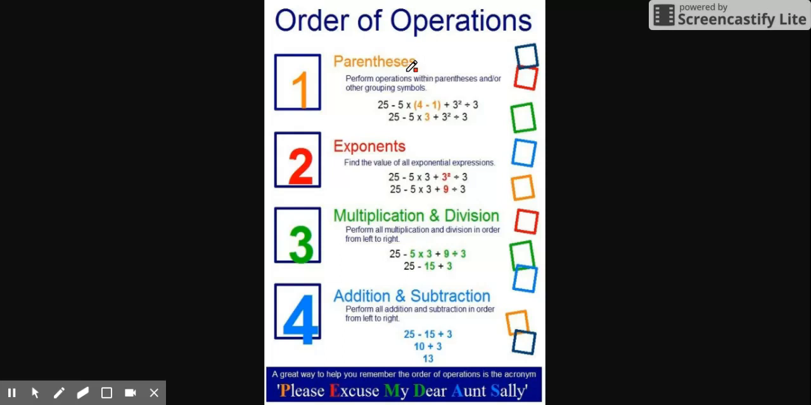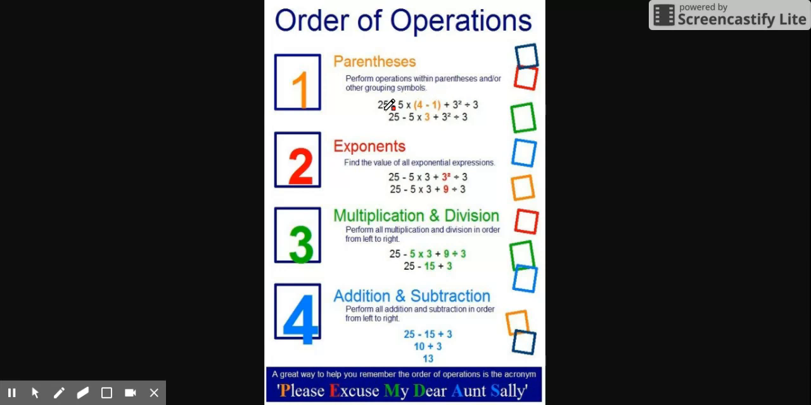So the first step would be parentheses. You always do what's in parentheses first. If we look at this problem, it has 25 minus 5 times (4 minus 1) plus 3 to the second power divided by 3. 4 minus 1 is what's in parentheses, so we have to do that first.